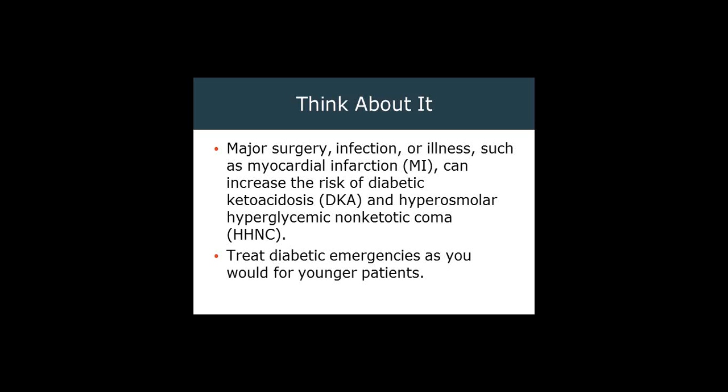Remember, DKA is typically a high blood glucose, but usually under 600, where HHNC or HHNK is usually over 600. The major difference, though they both look dehydrated, is that in the non-ketotic version they're not creating ketones. And so therefore, they're not going to have possibly the signs of Kussmaul respiration. They may not have the odors of acetone on their breath. HHNC usually has a very high mortality rate. And then treat our diabetic emergencies as we would anybody else.